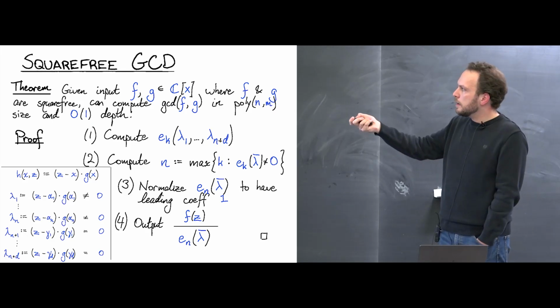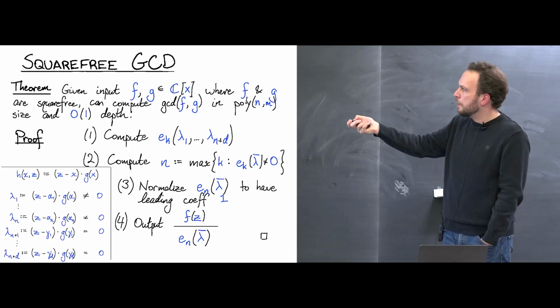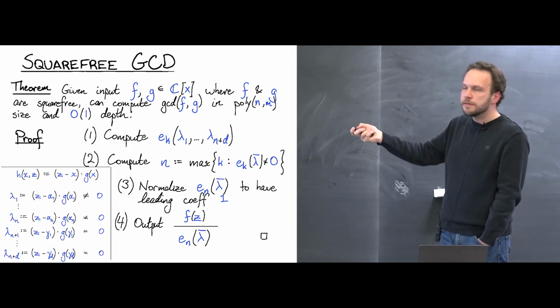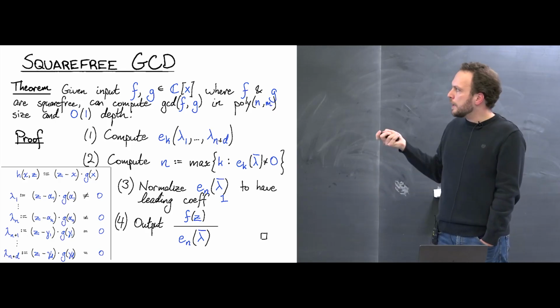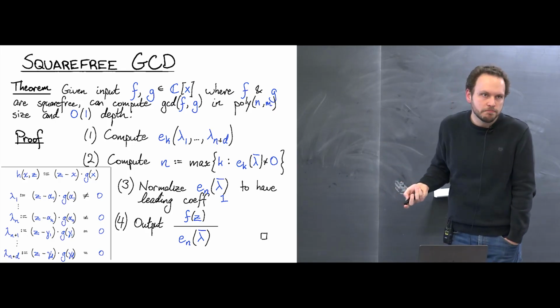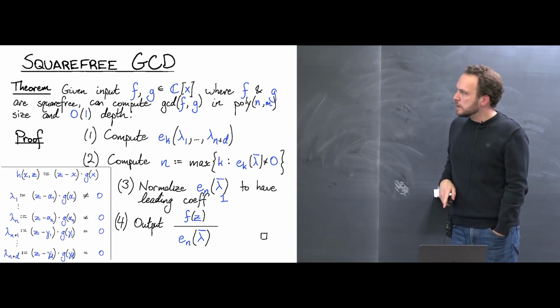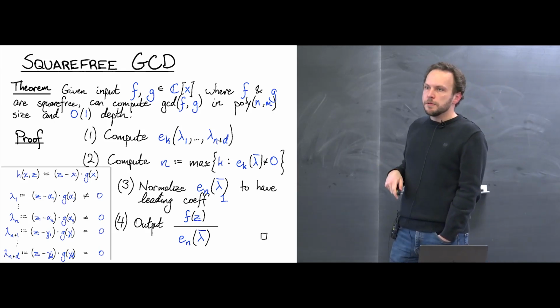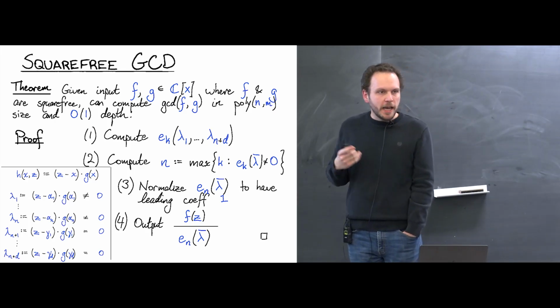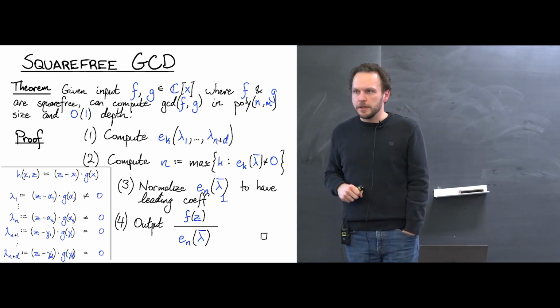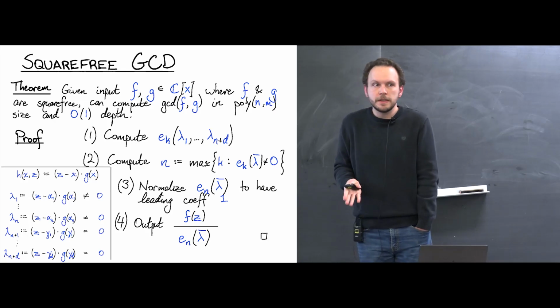So this is the one non-algebraic, non-arithmetic operation: you need to look at these n plus d values you've computed and find the largest degree one that's not 0. That's all the branching you need. Once you've computed this, you just normalize it to have leading coefficient 1, and you output f divided by this elementary symmetric evaluation. That's the GCD.